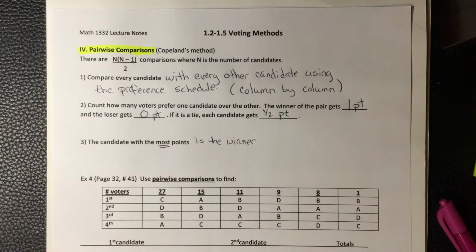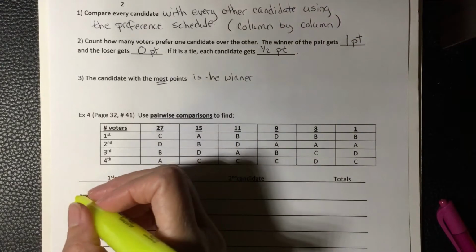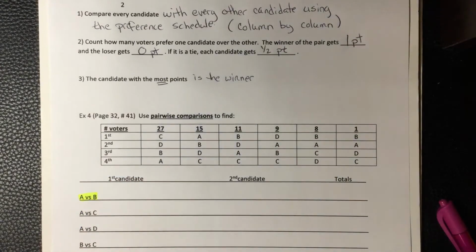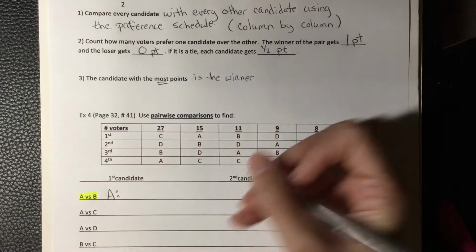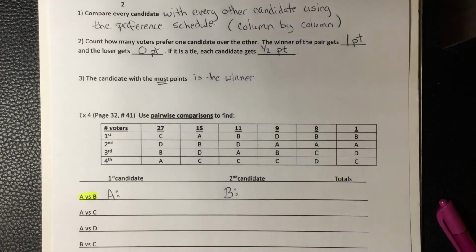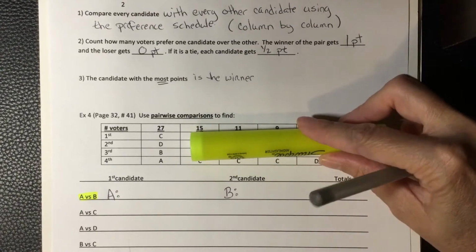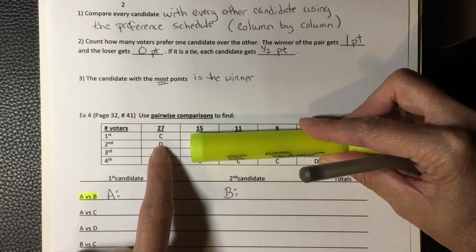All right, so if we look at this example, we've got this preference schedule here. We're going to start by just comparing candidates A and B. So we're not going to look at C or D, only A and B as we go through here. I like to go ahead and write one of the candidates down over here. So I'm going to put A here, and I'm going to put B here. All right, so we're going to go column by column. So I'm going to kind of cover up the rest of this. We're only going to look at this first column, and we're only looking for A and B.